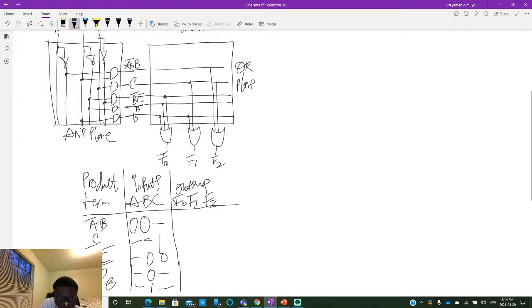So if I have zero, B bar is one for that. B bar, C bar, my bad. And then B bar as well. And then B, and then these two are zeros.